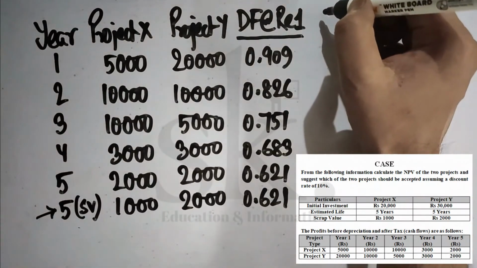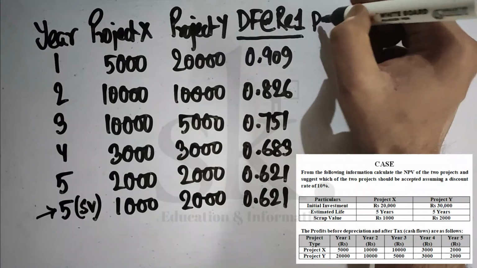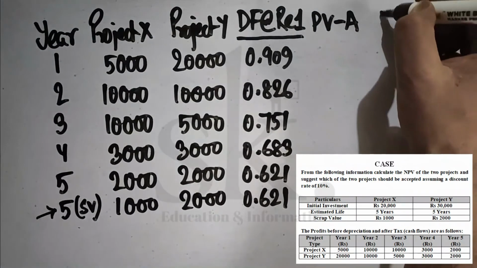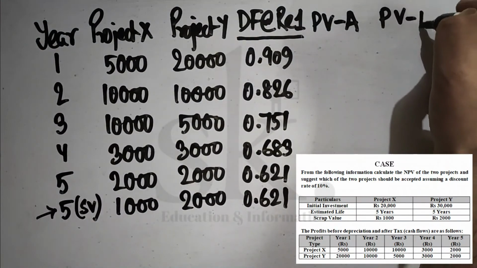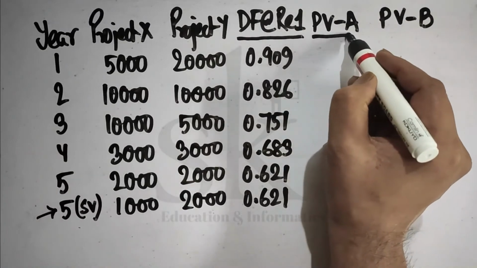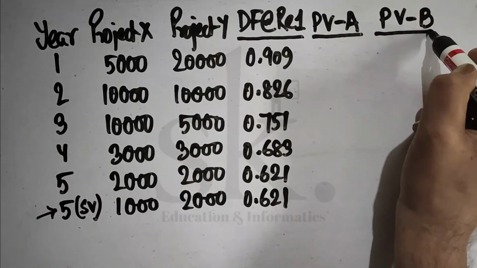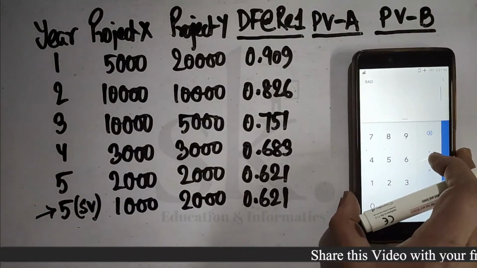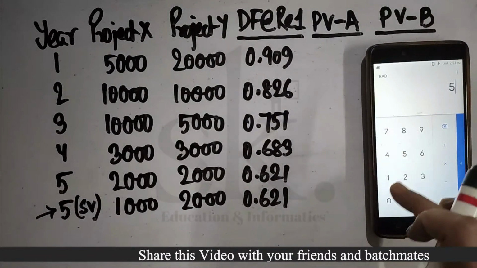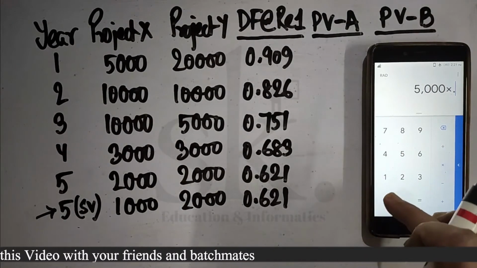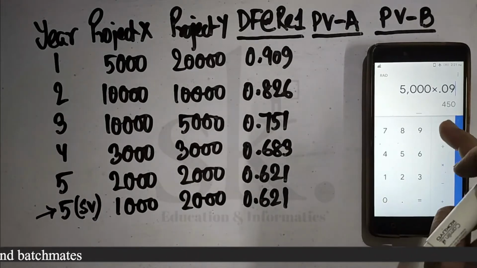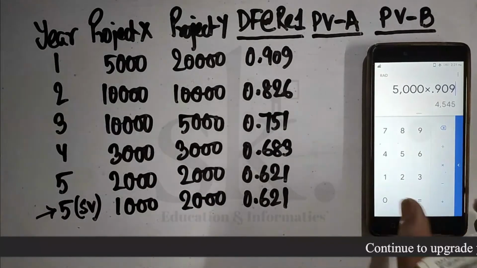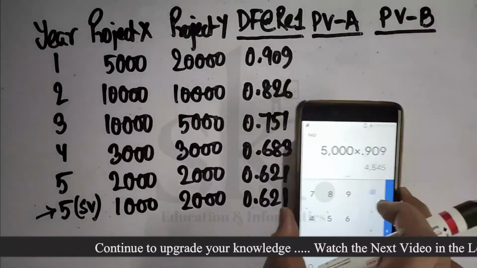Now let me calculate the PV for project A and the PV for project B. That means the present value of future cash inflow of project A and the present value of future cash inflow of project B. Now how do we solve? We need to use a calculator to solve this. So 5,000 rupees multiplied by 0.909 for the first year.